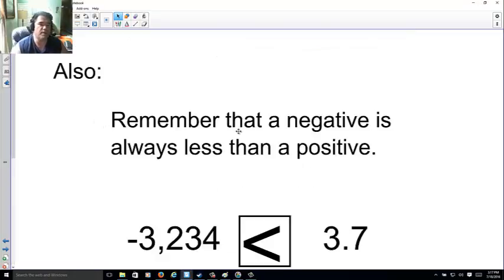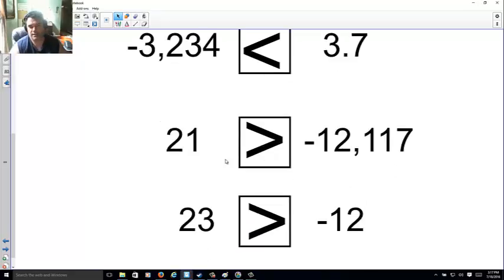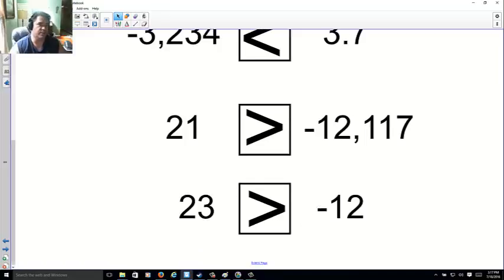Anyhow, also remember that a negative is always less than a positive, so negative 3,234 is less than 3.7, because even though 3,234 is a bigger number, because it's negative, it's a smaller value. Same as this here, 21 is greater than negative 12,000 some, and 23 is greater than negative 12, etc.